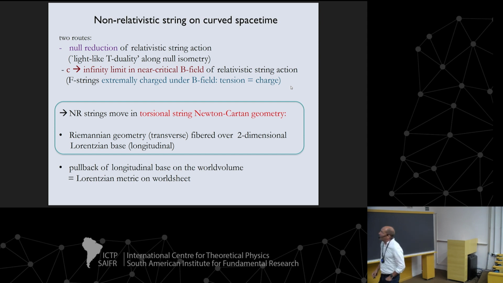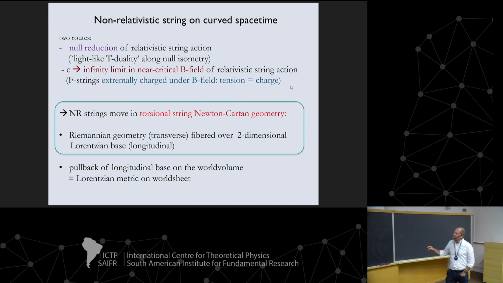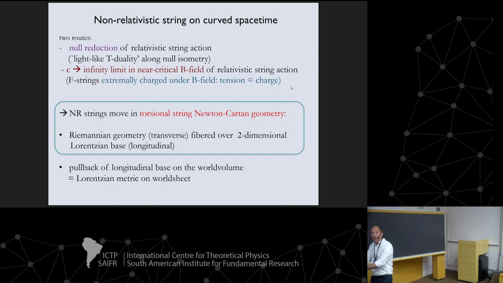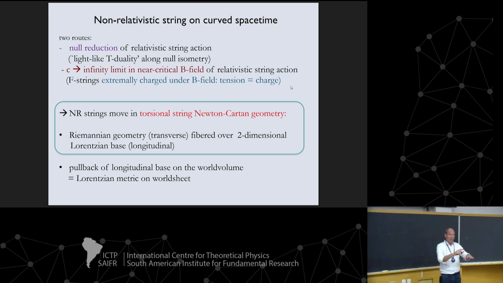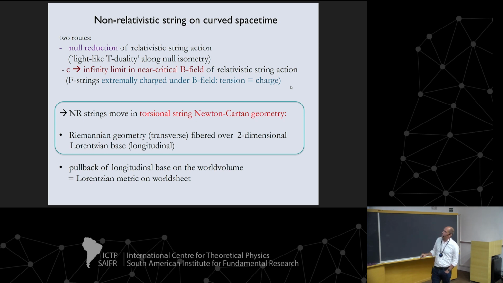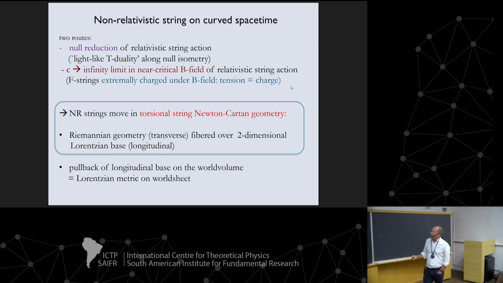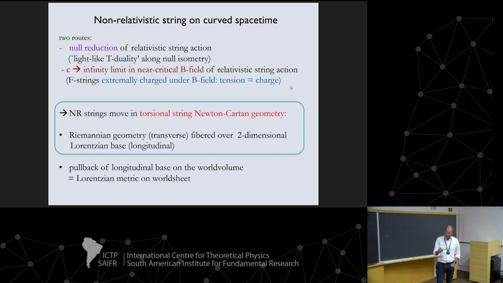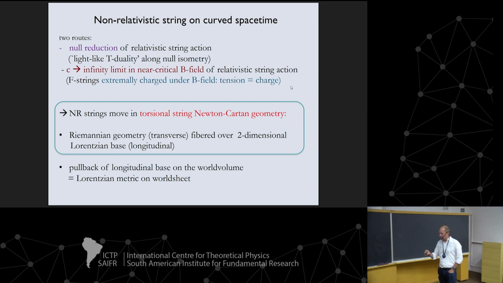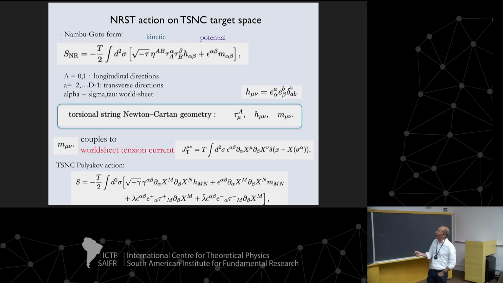And then, you find the strings. I will give the action in a second, but before giving formulae, the analog would be what's called torsional string Newton-Cartan geometry. It's essentially a Riemannian geometry in the transverse space, transverse to the world volume, fibered over a two-dimensional Lorentzian base, which is the longitudinal one. And I emphasize that you still have a Lorentzian metric on the worldsheet in these theories. And as I said before, that means that they're still two-dimensional CFTs. It's just the target space that's different.